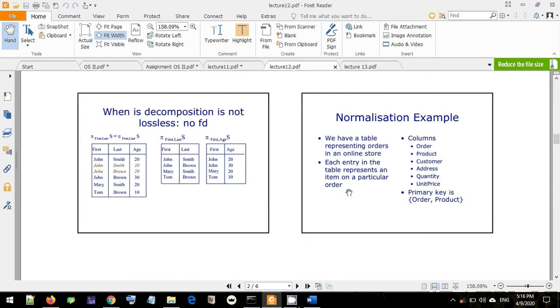Example: given that we have a table representing orders in an online store, and each entry in the table represents an item on a particular order, this table contains attributes: order, product, customer, address, quantity, unit price. The primary key here is the set of attributes order and product.